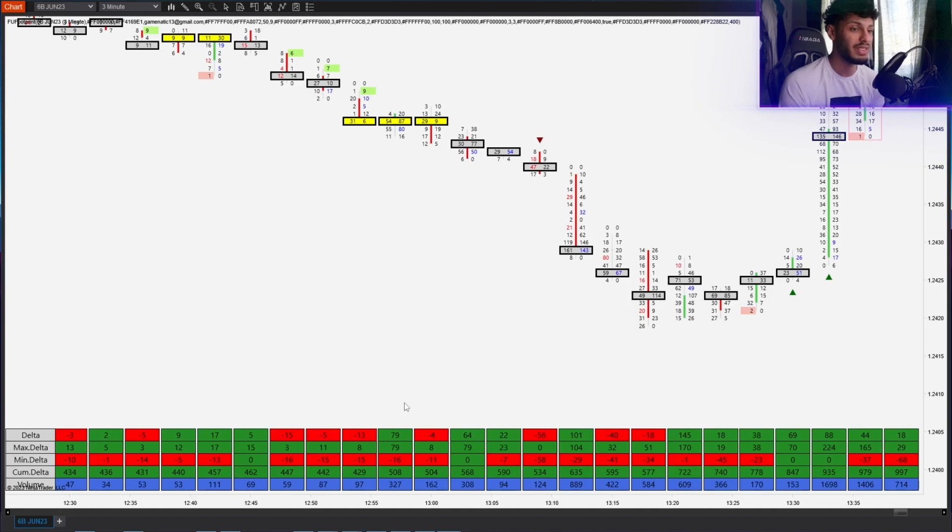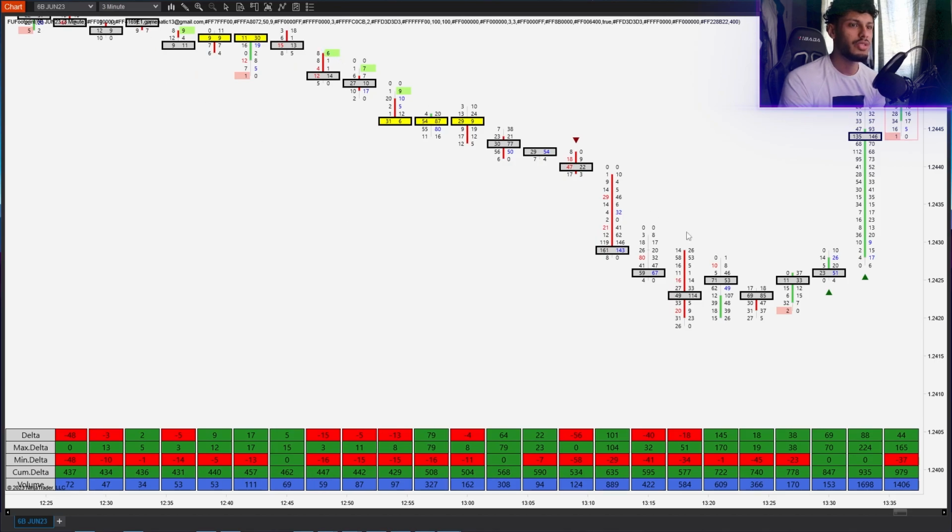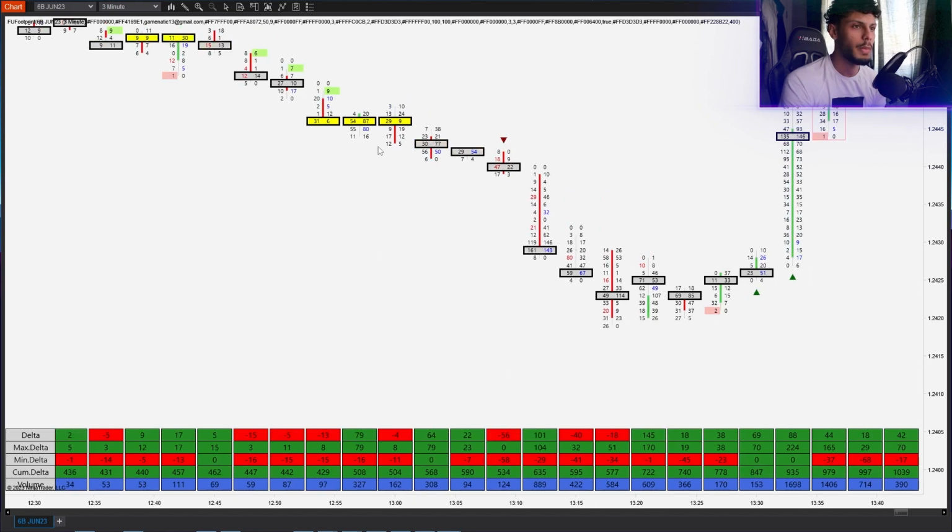What we usually want to see for healthy price action to confirm this downtrend is very, very few buying here and stronger selling. Throughout this whole range though, what I see is strong buying and weak selling. I'll explain this in a second. So first of all, let's take a look at this.